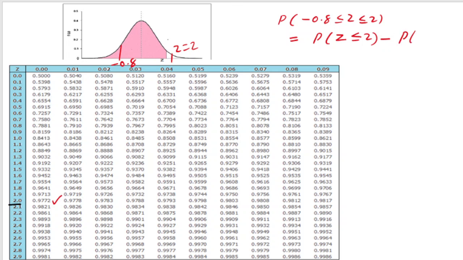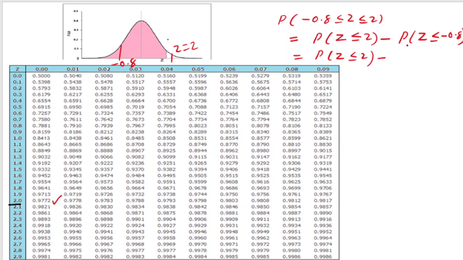So I will write probability for z less than minus 0.8. But for minus 0.8, they have not provided us the value, that is, the area to the left of minus 0.8. But they have certainly provided us the value for the area to the left of 0.8. So the area to the left of minus 0.8 is how much? That is equal to the total area. I hope you are getting it.